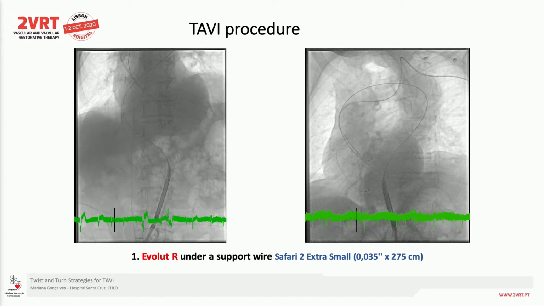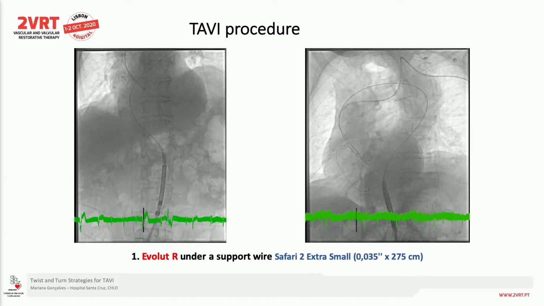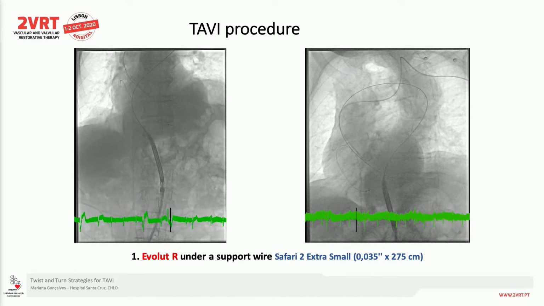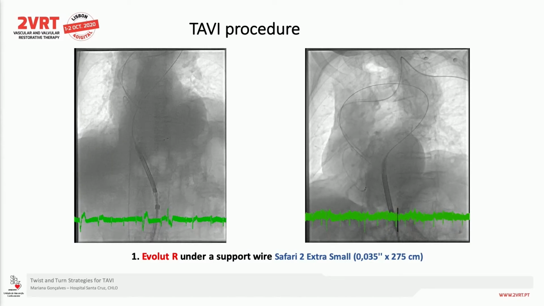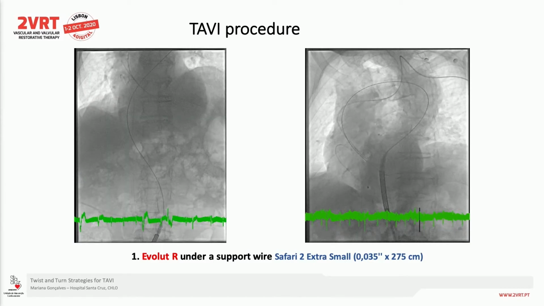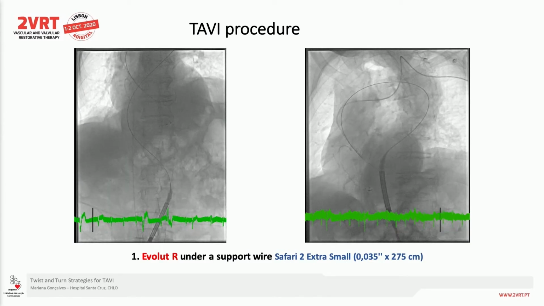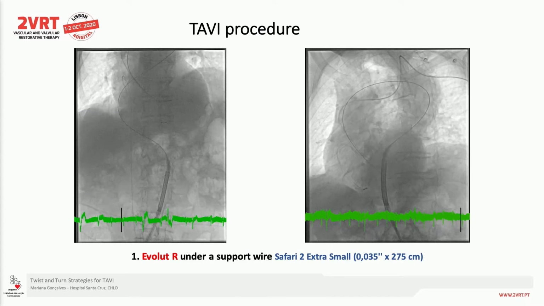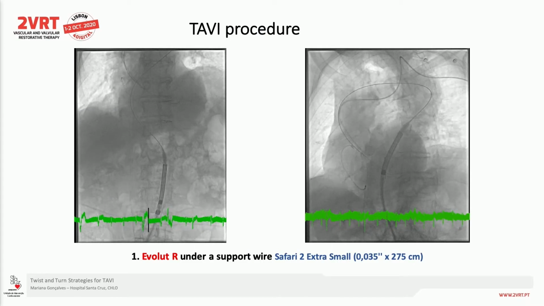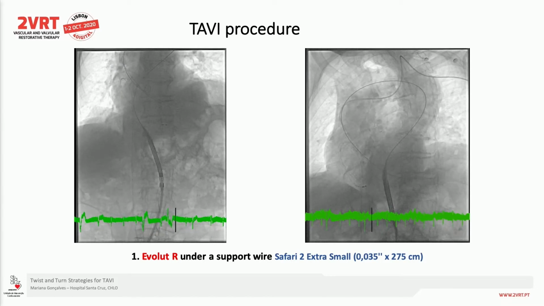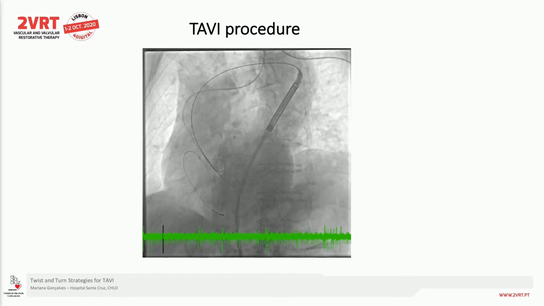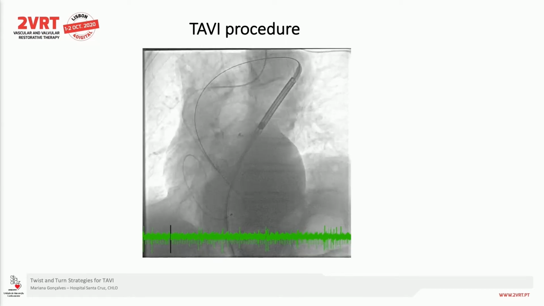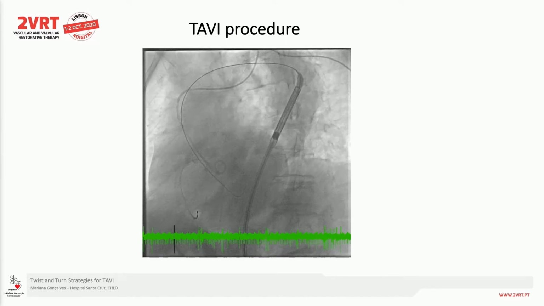As you can see here, the tortuosity of the abdominal aorta, the thoracic aorta, and then finally the curve and the angle of the transition from the thoracic aorta to the aortic arch. So we tried to deliver the Evolut R under a support wire, Safari 2, extra small. But then when we got to the arch, the difficulty rose, and as you can see, it was not possible to advance.